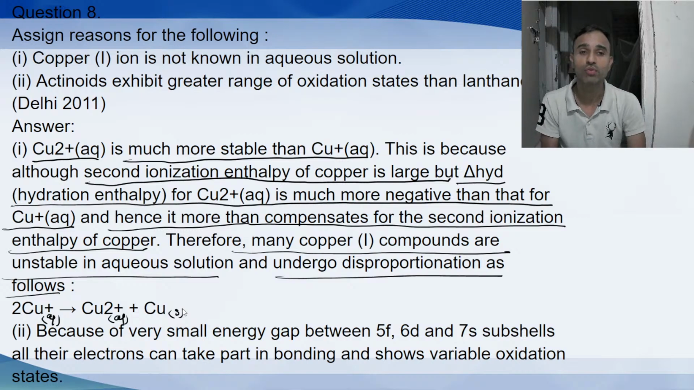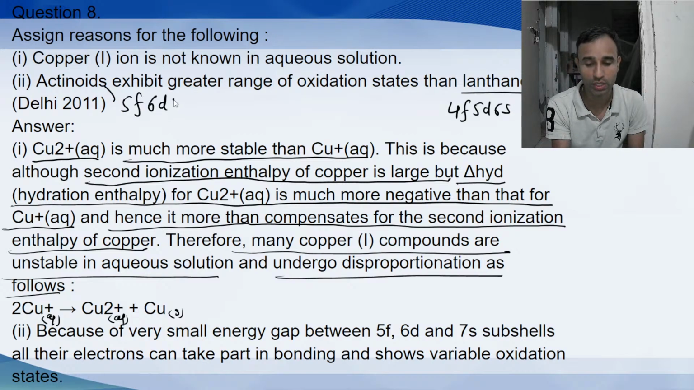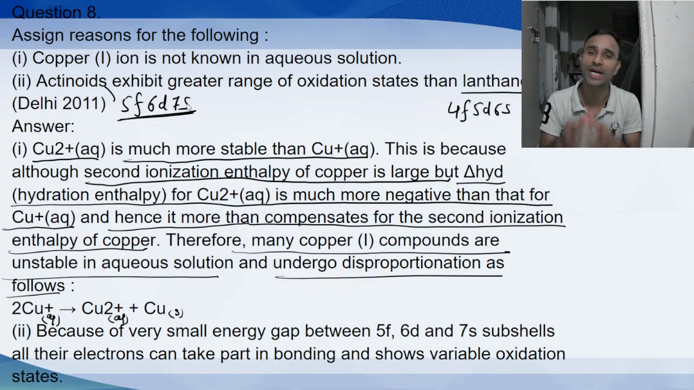Next is actinoids exhibit a greater range of oxidation states than lanthanoids. Actinoids and lanthanoids. You know, in lanthanoids there is a filling of 4f, 5d and 6s. And in actinoids, there is a filling of 5f, 6d and 7s. So keep in mind, the energy difference is very, very small. They are almost of the same energy in the case of actinoids, 5f, 6d, 7s. That's why all of them participate in bonding.